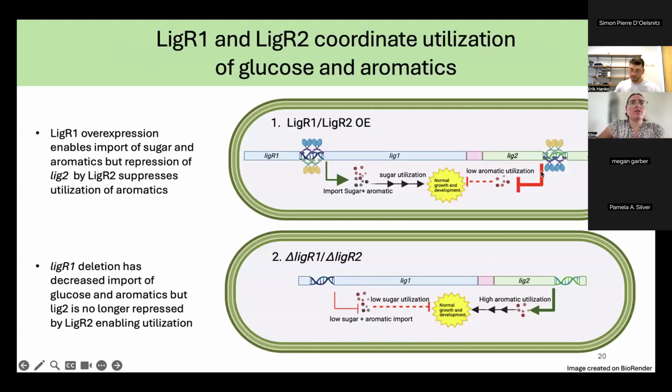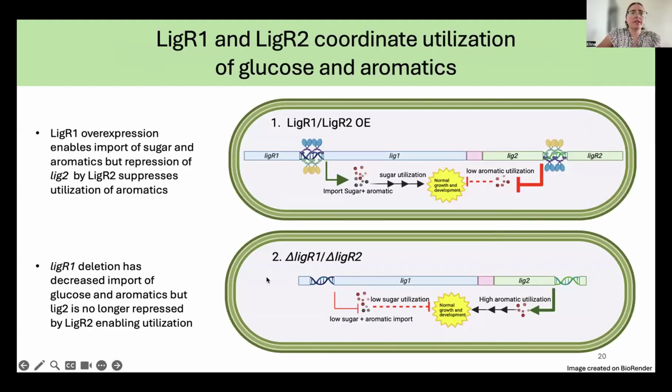So to summarize the growth data, we have two scenarios. In the first case, you have the overexpression of either LIGAR1 and LIGAR2. And what we think is happening is that when you overexpress either, you get activation of the LIG1 operon, and this can facilitate sugar and aromatic amino acid or aromatic compound import, leading to normal growth on glucose. However, the LIG2 operon in this case is suppressed, and this prevents the utilization of the aromatics, and that's why you're seeing the suppression of growth on 4-HBA, quinate, and proto.